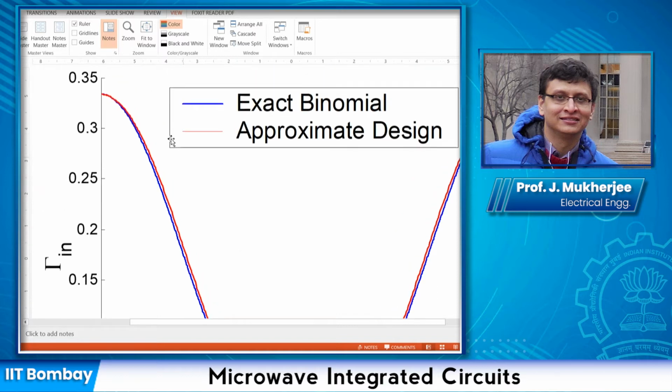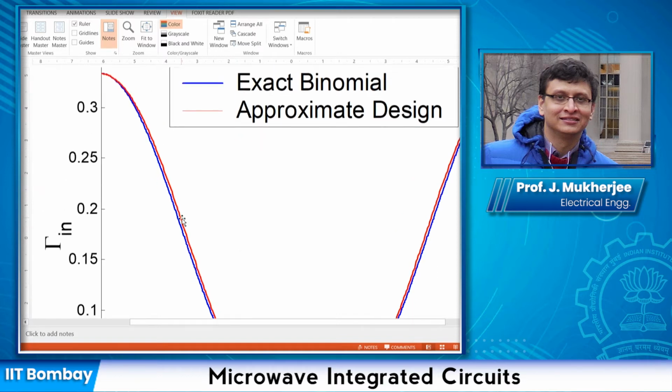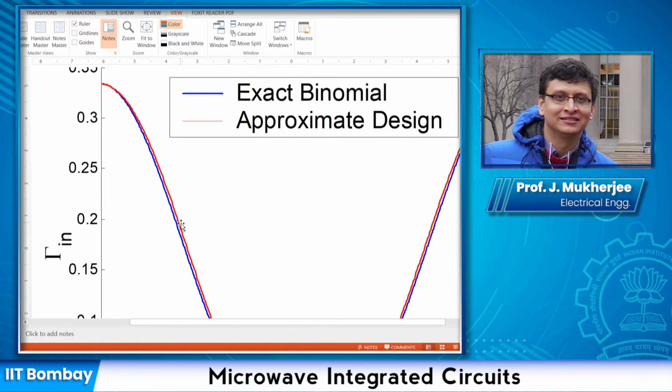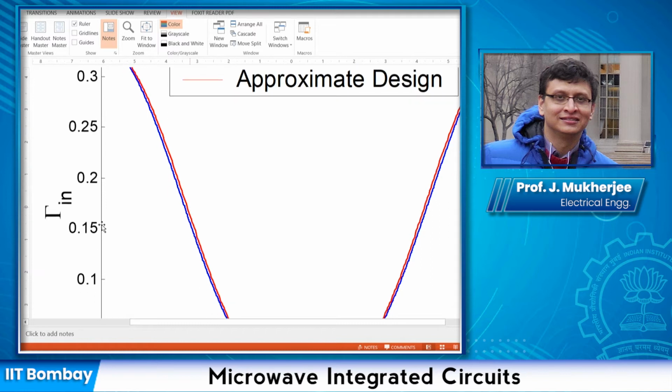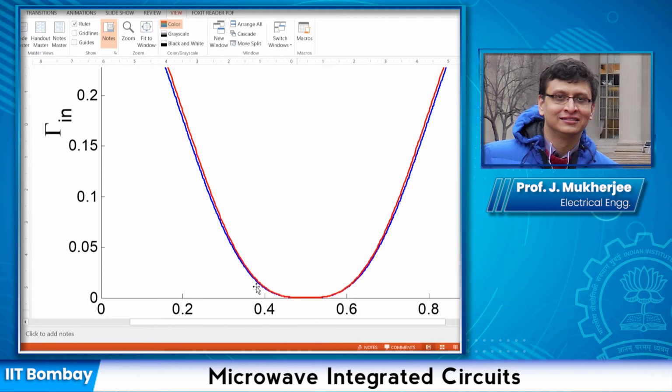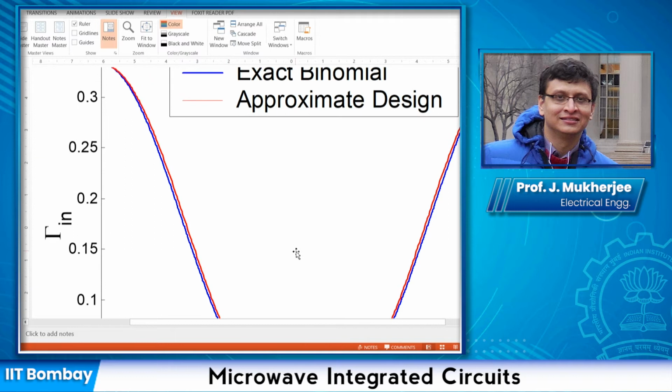Observe, this blue one is the exact expression for gamma in that I obtained from the binomial formula, and this red one is my gamma in that I obtained from simulation in ADS. They are very close, they do follow the maximally flat principle, but there is a slight difference between the two, and this is happening because of the approximation, because of that logarithmic approximation that I am taking. So I will end this part right now.